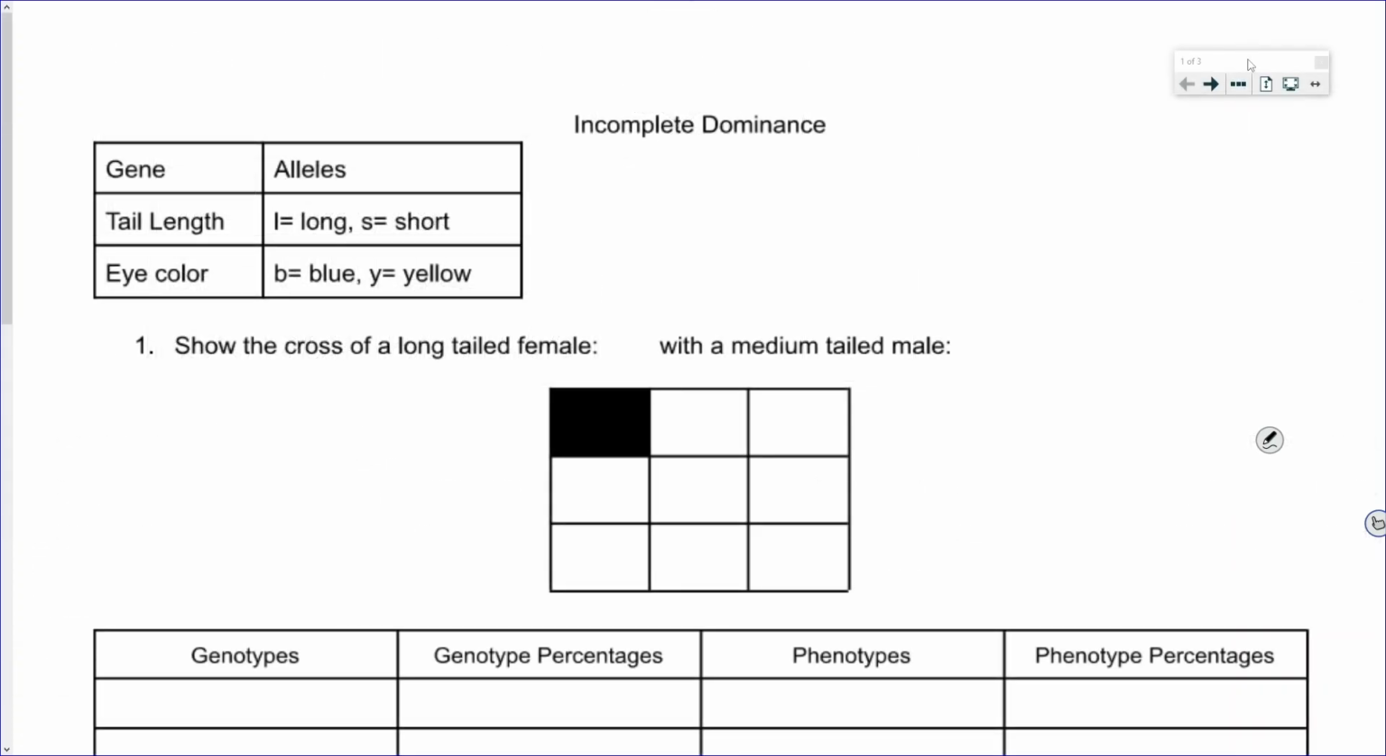All right, let's look at how to do an incomplete dominance Punnett square. What's important to remember with incomplete dominance is that neither trait here is dominant. And so when they're both together, when you have both alleles together, they mix to form an intermediate.